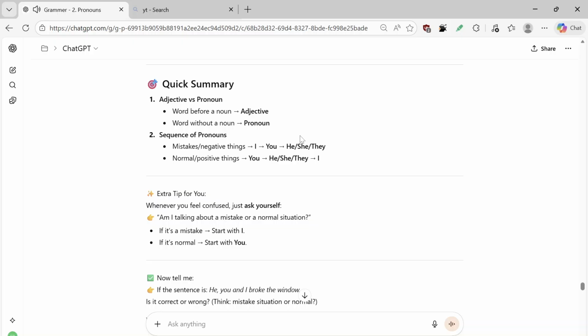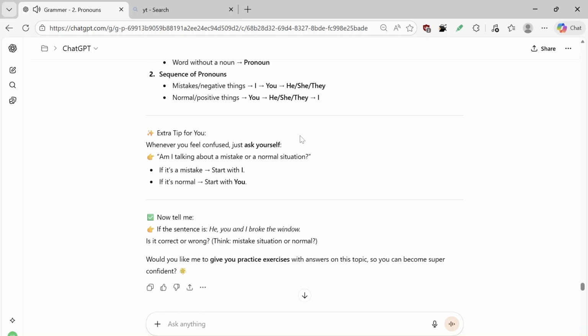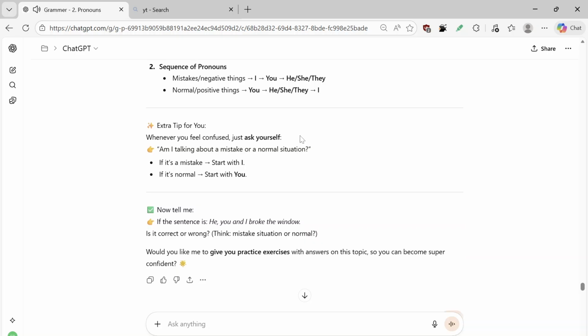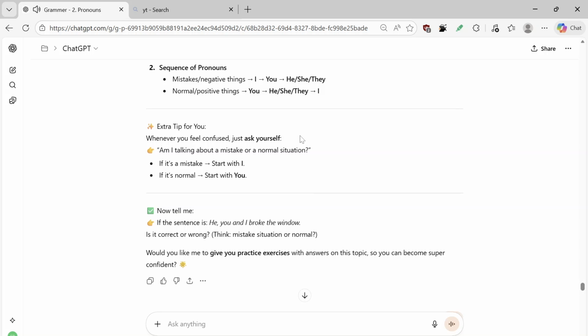Extra tip for you. Whenever you feel confused, just ask yourself, am I talking about a mistake or a normal situation? If it's a mistake, start with I. If it's normal, start with you. Now tell me, if the sentence is, you and I broke the window, is it correct or wrong? Think. Mistake situation or normal? Would you like me to give you practice exercises with answers on this topic so you can become super confident?